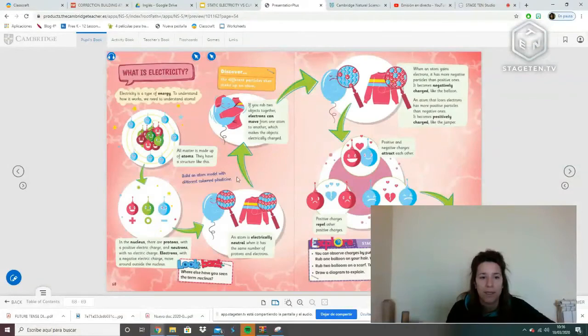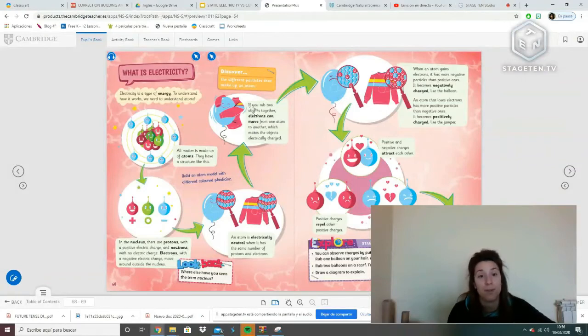So I'm going to open the book. This is what we learned about atoms, okay, what is the structure of atoms. We saw that there are three particles, protons, neutrons, and electrons, all right? And that an atom can be electrically neutral if it has the same number of protons and electrons.